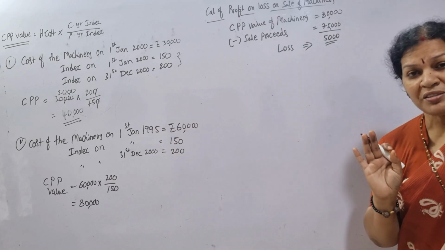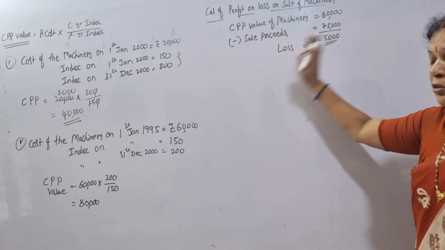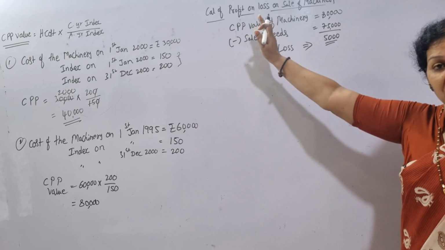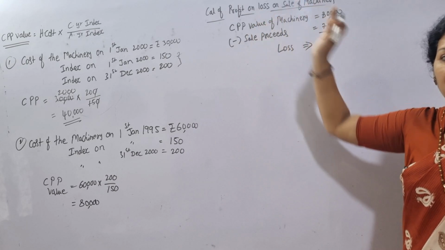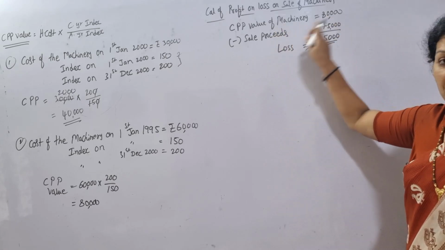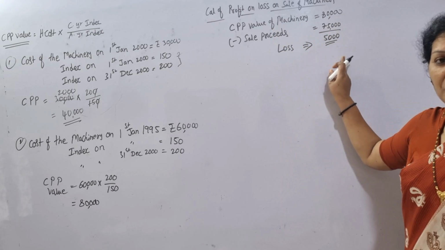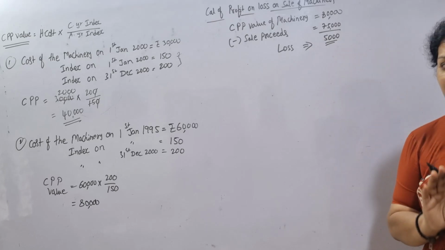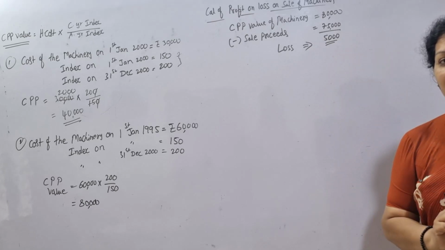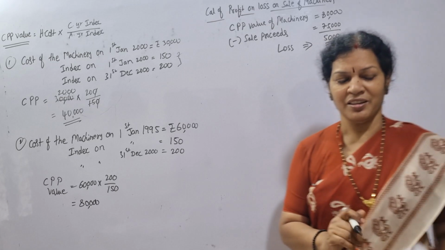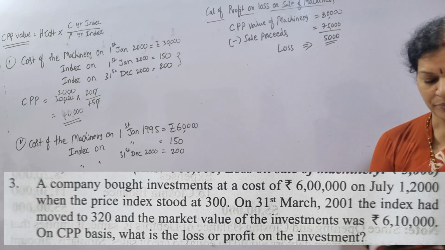Now at what rate are we selling? 75,000, which we show in the next step. The first step is calculation of CPP value. The second step is calculation of profit or loss on sale of the machinery. CPP value is 80,000, and they are selling for 75,000, so there is a loss of 5,000. By selling this machinery, you are going to bear the loss of 5,000. This is the second problem. Am I clear? Next, we will see the third problem.